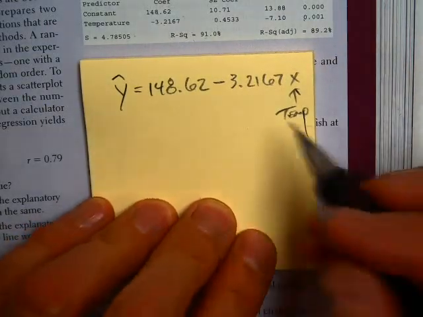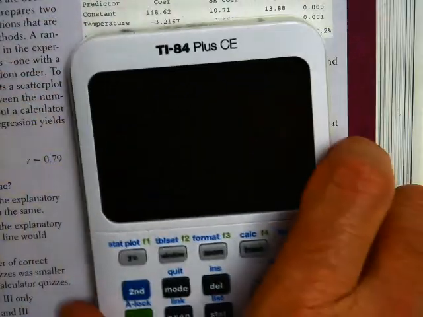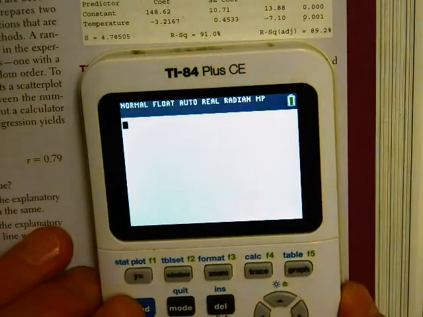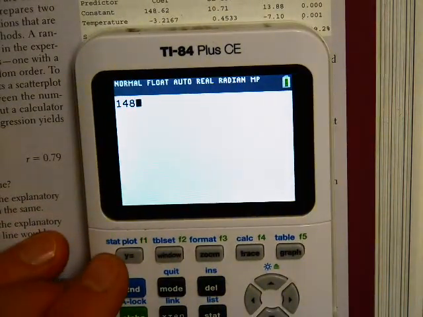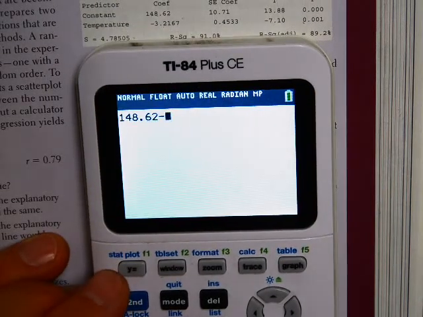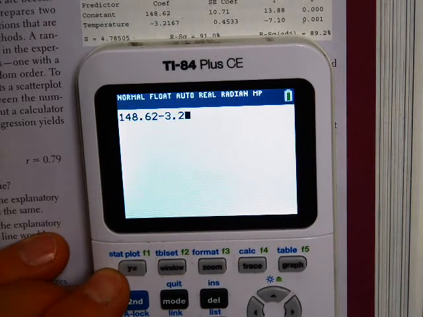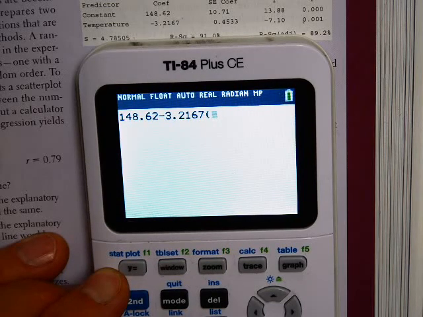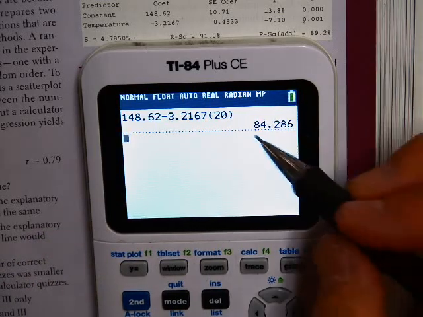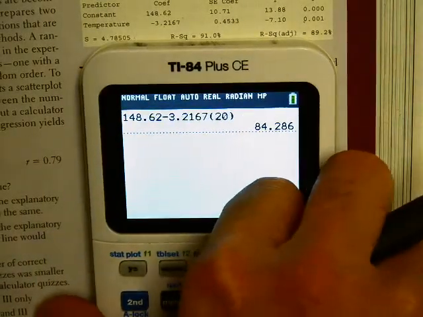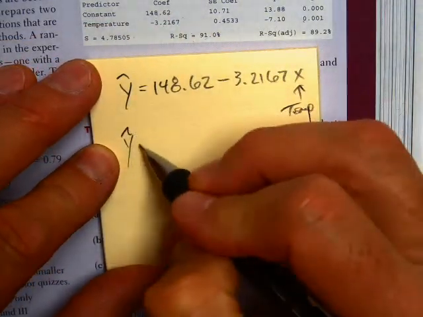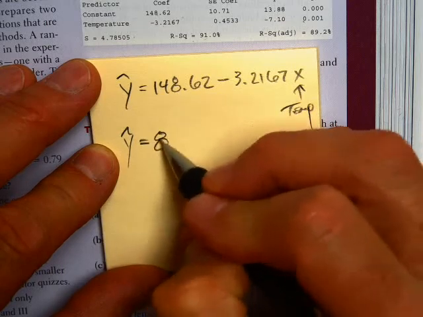Okay, so I'm going to plug in 20 for there, so I'm going to bring my calculator over. And I'm going to say 148.62 minus 3.2167 times 20. And I'm going to get about 84. I'm going to round that a little bit. We're going to call that 84. So we expect the activity level to be 84. So y hat at 20 is going to be 84.